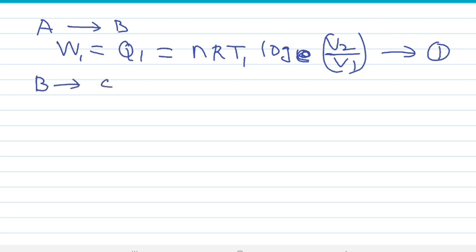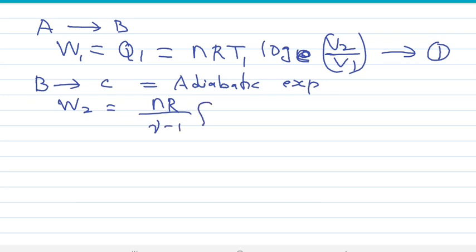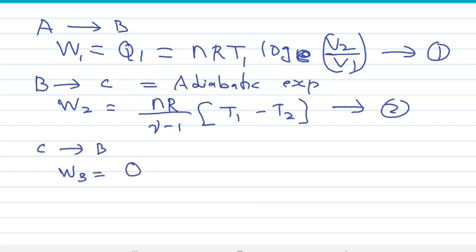Next, from B to C. In the process B to C, this is adiabatic expansion. In this process, work done is given by W2 is equal to nR by gamma minus 1 into temperature T1 minus temperature T2, initial temperature minus final temperature. Okay, equation number 2.